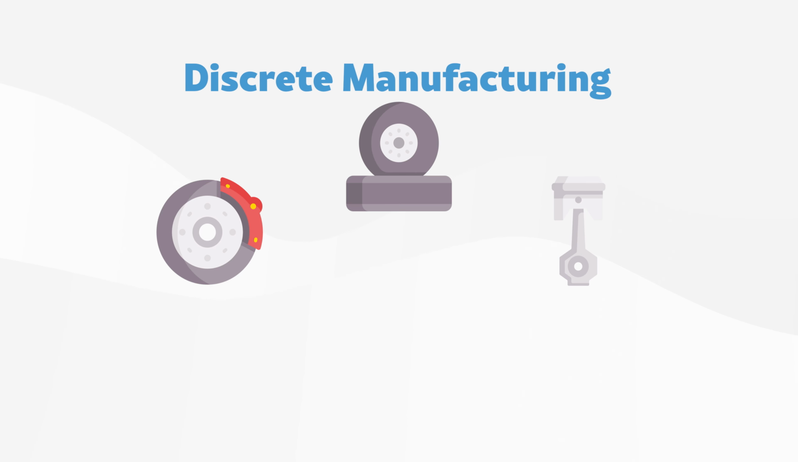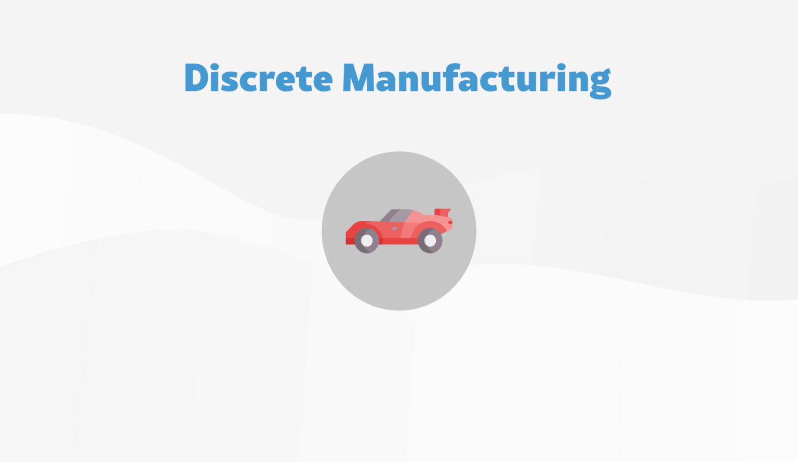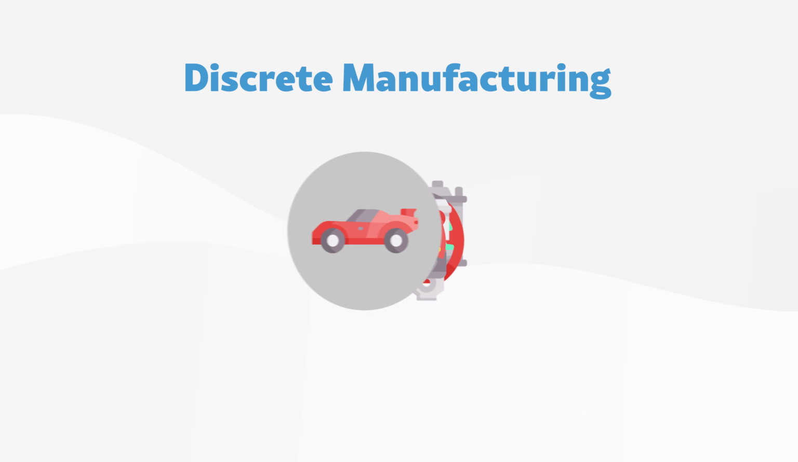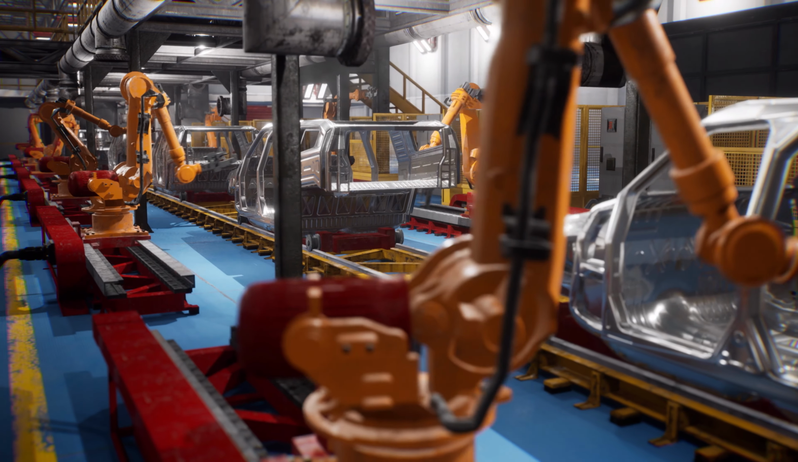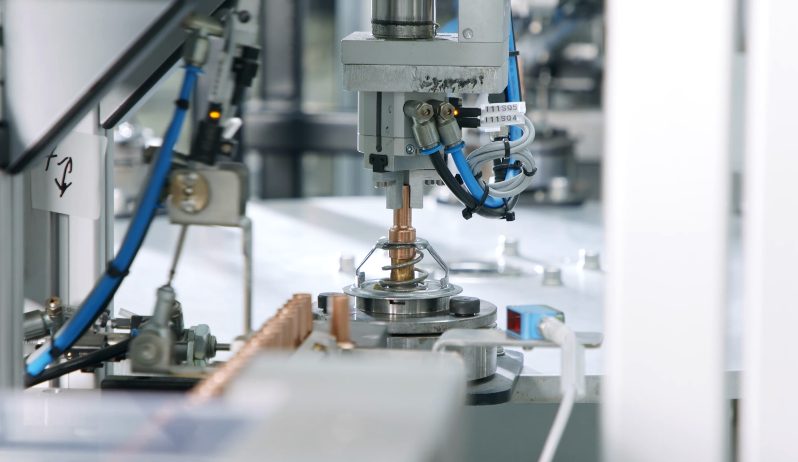On the flip side, discrete manufacturing involves assembling individual parts into finished products. These parts are quantifiable, so they can be physically counted. This method often uses bill of materials to put everything together step by step. Examples include cars, furniture, appliances, and clothes.